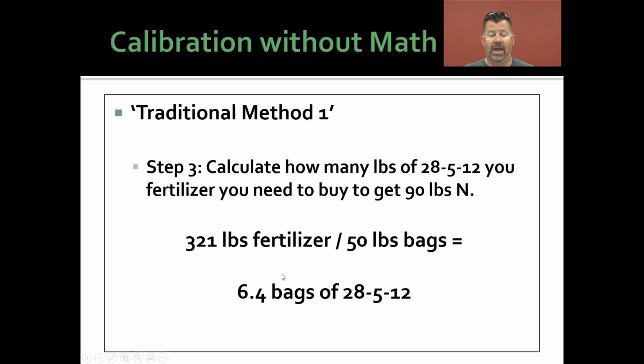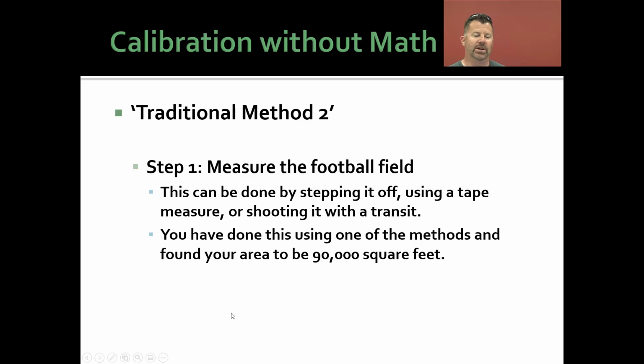And we know that fertilizer is sold in 50-pound bags, so therefore we need 6.4 bags of the 28-5-12 fertilizer to put down the 90 pounds of nitrogen. So good math problems there.